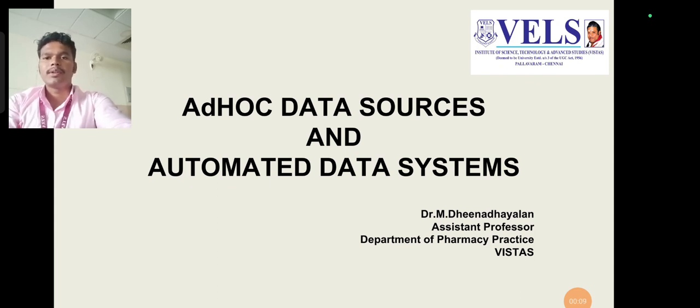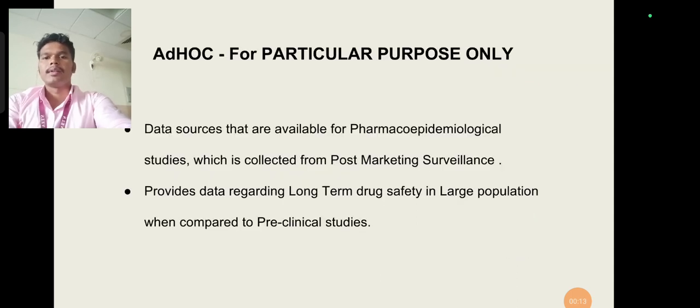So in this video we are going to discuss AdHOC data sources in pharmacoepidemiology. First, let me explain in simple terms. What is AdHOC data? These are the data created when necessary or needed, done for a particular purpose. So generally it signifies a solution designed for a specific problem or task.